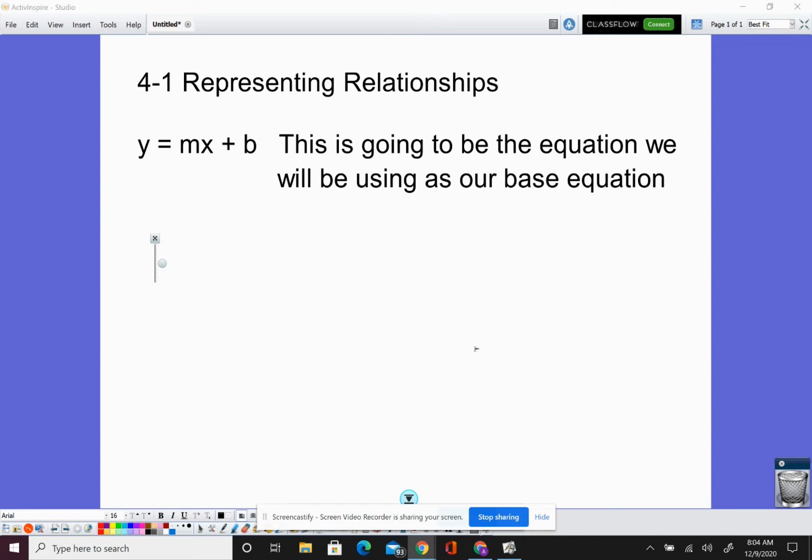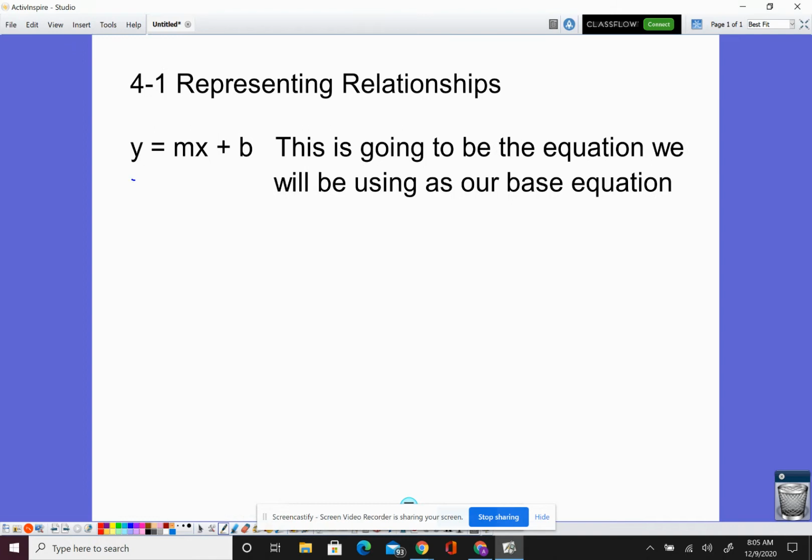So, section 4.1 is representing relationships. And since we learned about linear equations last chapter, we're going to go back to those linear equations. The y equals mx plus b is the one that we're going to use most from here on out. But we still have that point slope form that we could use if we wanted to. But for this first chapter, for this first section, we're just going to concentrate on that y equals mx plus b.